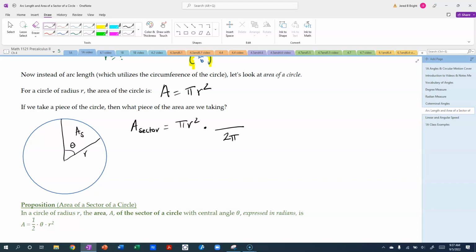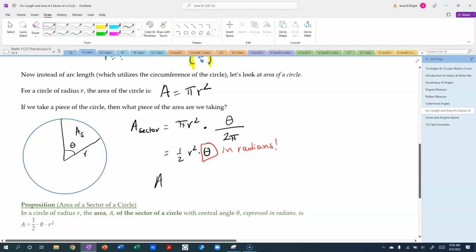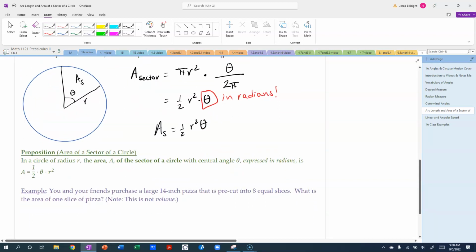But if we think about the whole being 2 pi radians, then our piece would be this angle theta that we're interested in. And if I simplify this, the pi's would cancel, the 1/2 could come out front, and I'd be left with 1/2 r squared times theta. Again, just to emphasize, theta would be in radians. Okay, so we get the area of a sector formula. Area of a sector is equal to 1/2 r squared theta. Okay, and you can see that same formula below.